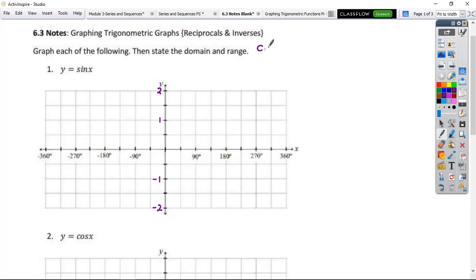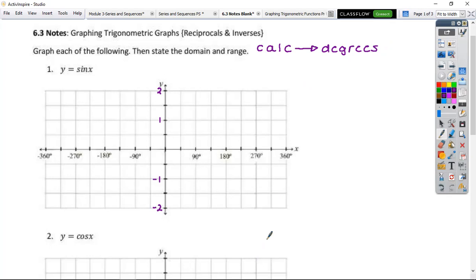So for these examples, we're going to put our calculator into degrees. And you want to be comfortable going back and forth between degrees and radians. So 90 degrees, you want to know that that's pi over 2. 180 is pi, 270 is 3 pi over 2, and 360 is 2 pi. So let's go to the calculator and get this set up.